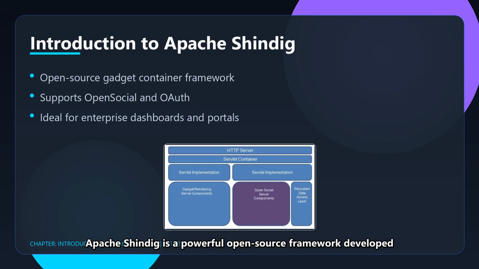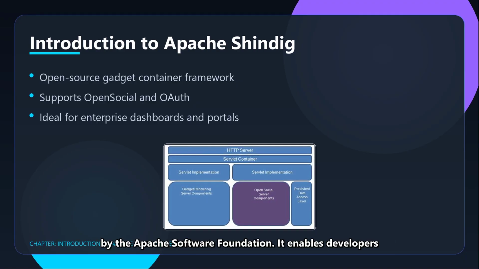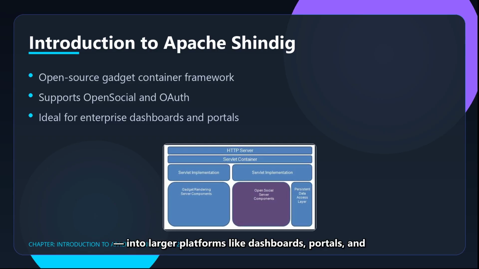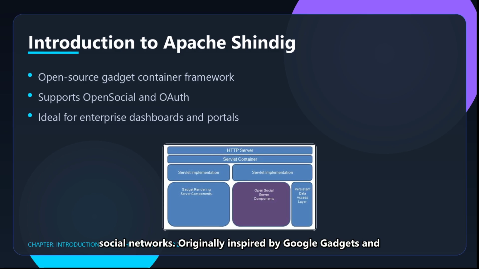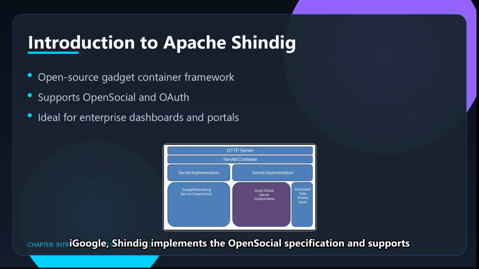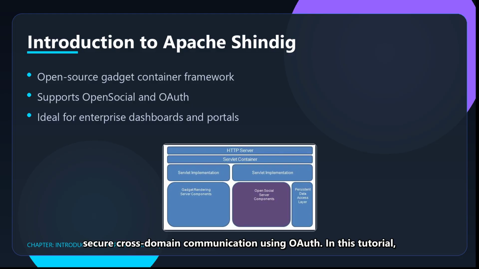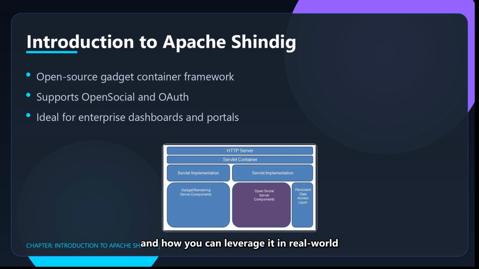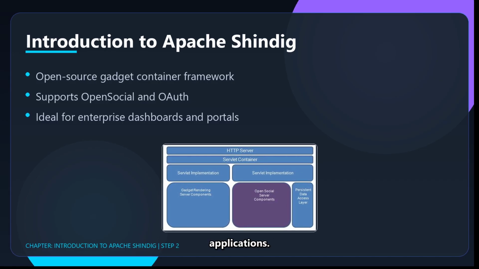Apache Shindig is a powerful open-source framework developed by the Apache Software Foundation. It enables developers to integrate gadgets, small, reusable web applications, into larger platforms like dashboards, portals, and social networks. Originally inspired by Google Gadgets and iGoogle, Shindig implements the OpenSocial specification and supports secure cross-domain communication using OAuth. In this tutorial, we'll explore how Shindig works under the hood and how you can leverage it in real-world applications.